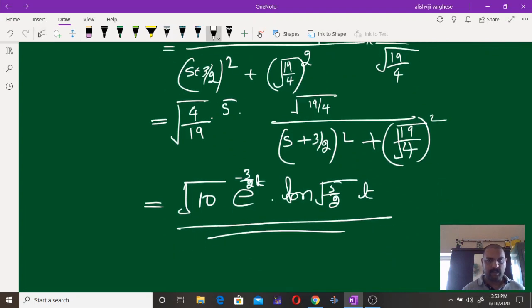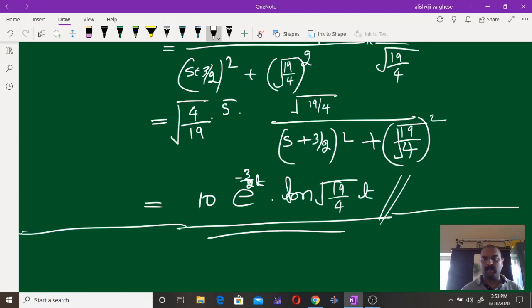So what we get as the final answer is root of sine of root of 19 by 4 t, and here this is root 2, root of 4 is 2 into 5, that is 10. So this is our answer. Okay, anyway, so this is how we calculate the inverse Laplace transform of that particular function.